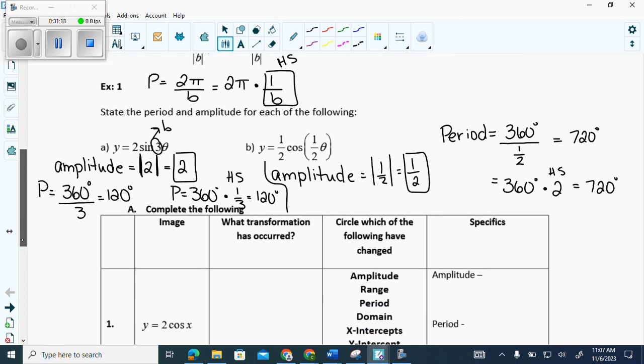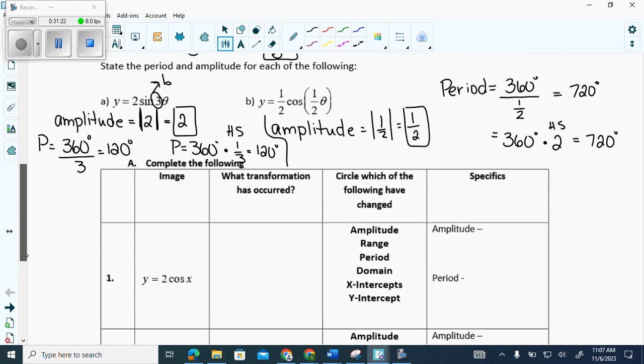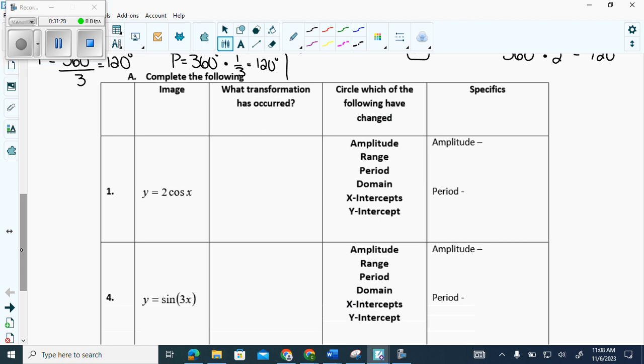These are numbered terribly, just so you know. It's 1, 4, then 5 on the back. I don't know why it's not 1, 2, 3. For these questions right now, I just want you to give me the amplitude and period. So for 1, I want the amplitude and period. 4, I want the amplitude and period. And 5 on the back, just the amplitude and period. So go give me those.